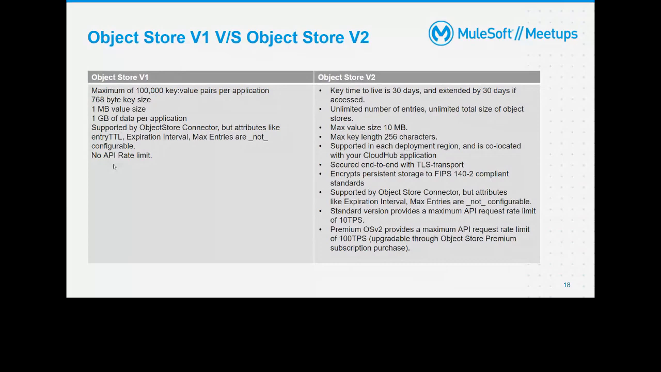Those kinds of things are provided by object store version 2, where you can have a key time to live up to 30 days, and it can be extended by 30 days if it exists or is modified. Unlimited number of entries, unlimited total size of object store, max value of 10 MB, max key length 256. It can be deployed in any region or within any availability zone. It uses the FIPS 140-2 persistent store. It supports attributes like expiration interval, max entries, all those things. And just one disadvantage: you get an API rate limit with the standard version of 10 transactions per second, but with premium you get 100 transactions per second.